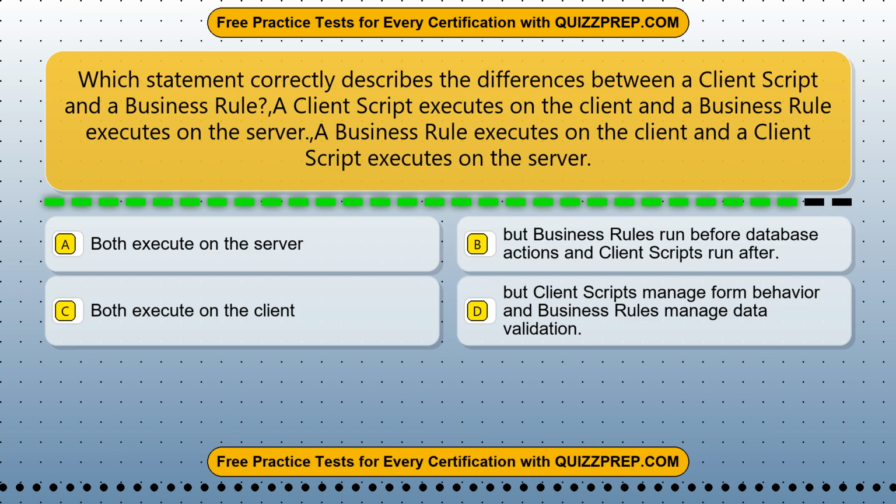Question 30. Which statement correctly describes the differences between a client script and a business rule? A client script executes on the client and a business rule executes on the server. A business rule executes on the client and a client script executes on the server. Option A. Both execute on the server. Option B. But business rules run before database actions and client scripts run after. Option C. Both execute on the client. Option D. But client scripts manage form behavior and business rules manage data validation.